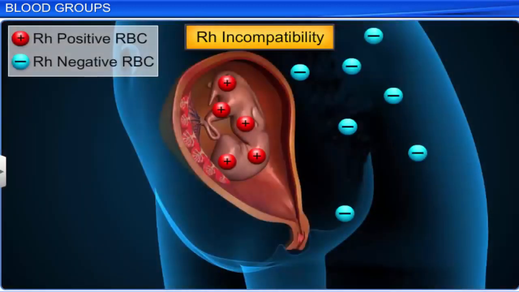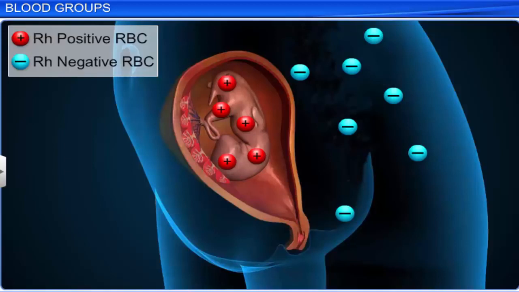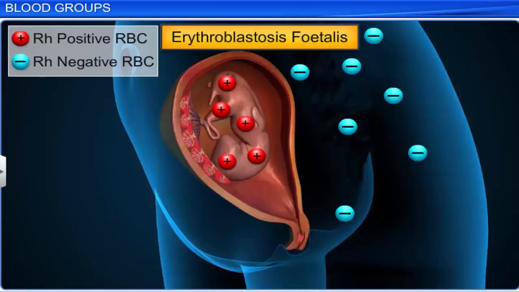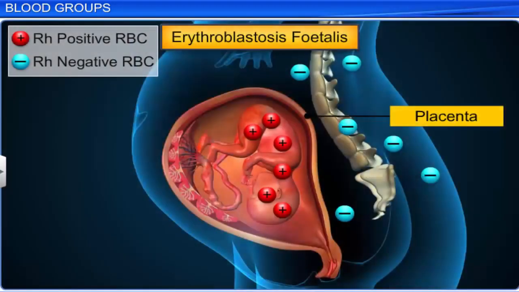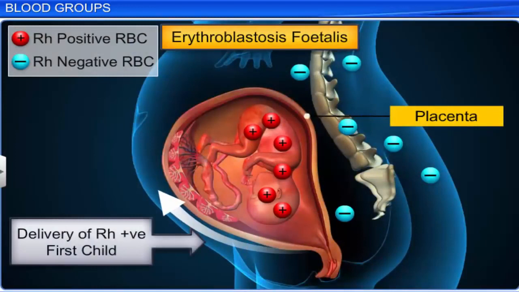An example of such incompatibility takes place in an Rh negative woman carrying an Rh positive fetus. In such cases, the Rh incompatibility results in a condition called erythroblastosis fetalis. In most cases, the first child will not get affected because the blood of the mother and child are well separated by the placenta. However, during the delivery of the first child, a little of the Rh positive blood from the child can pass through the placenta and mix with the mother's blood.